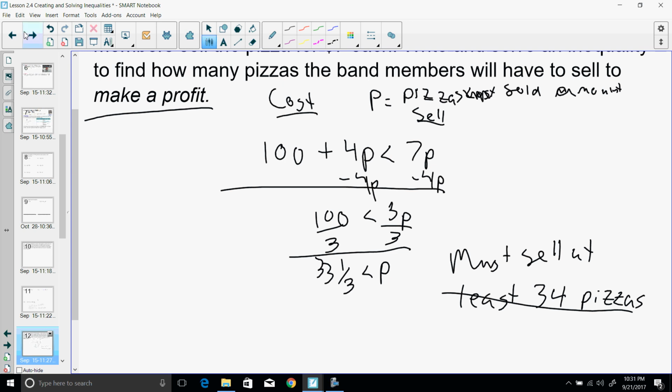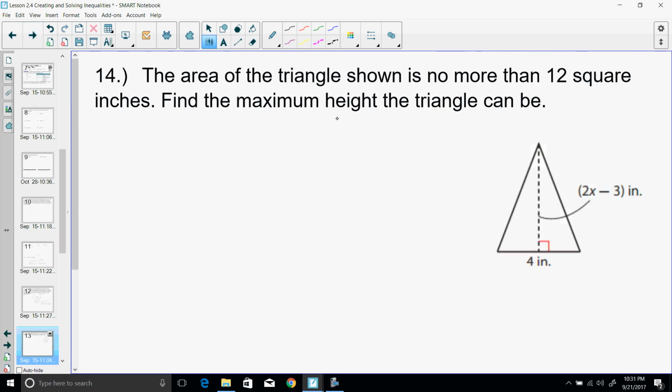Okay. Last question here. Again, if you need more time to write this stuff down, pause it, do it. Otherwise, we're moving on. All right, last problem. This is the beginning problem here. It says the area of the triangle shown is no more than 12 square inches. Find the maximum height the triangle can be.